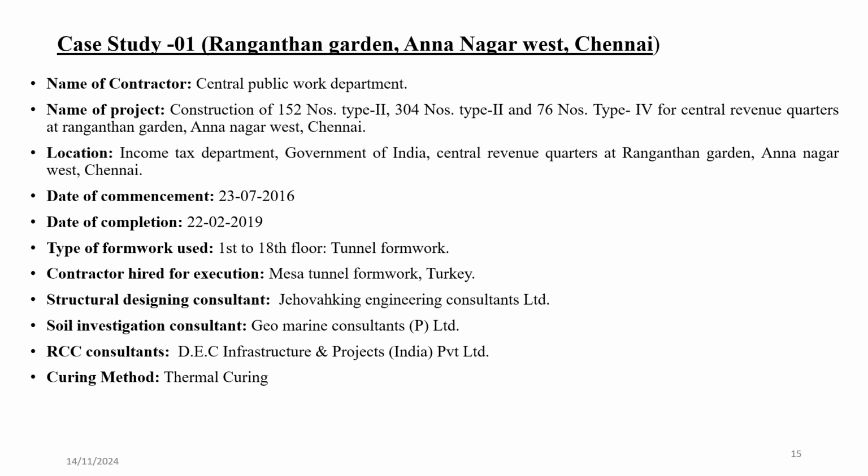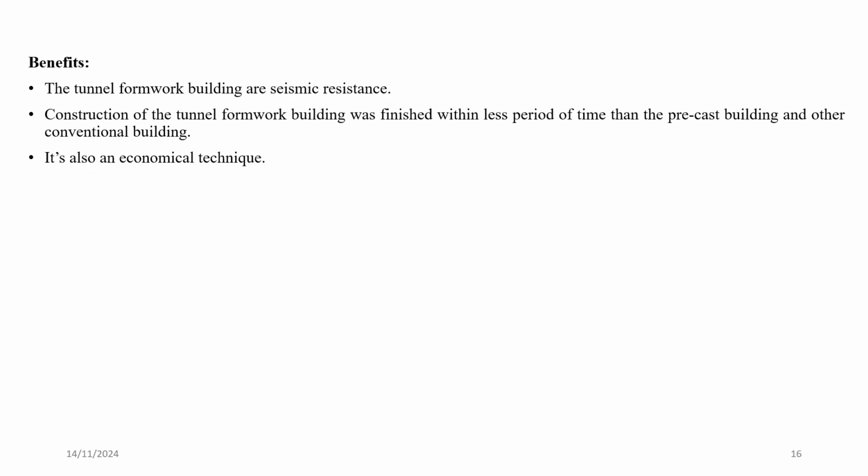The type of formwork used for first to 18th floor was tunnel formwork, and the curing method used was thermal curing. The benefits due to using tunnel formwork was that the building is seismic resistance and was constructed within less period of time than the precast building and other conventional building. It's also an economical method.